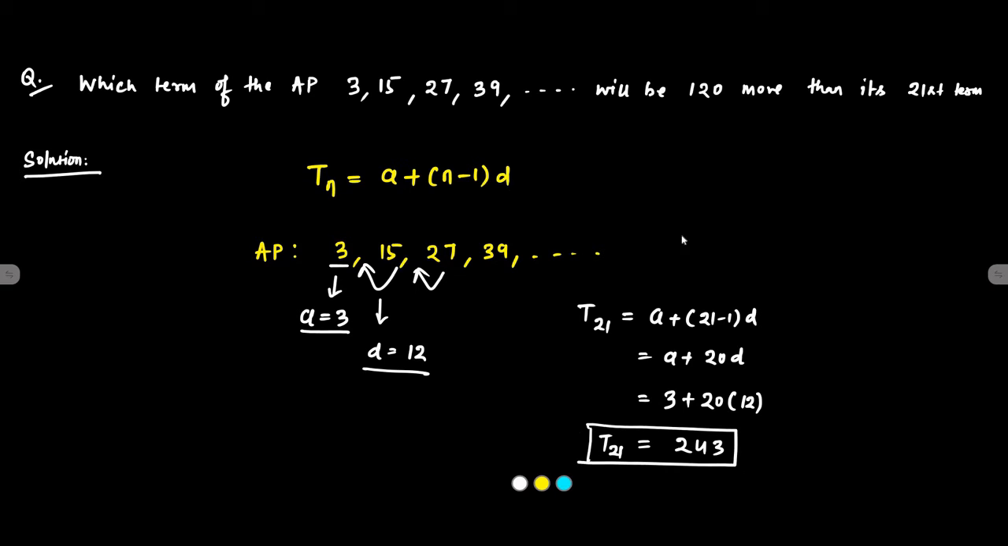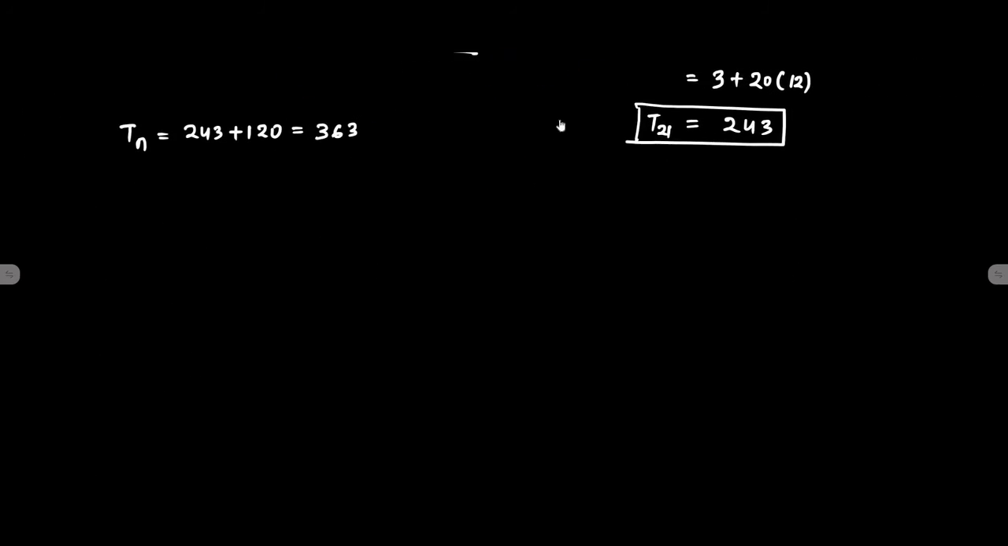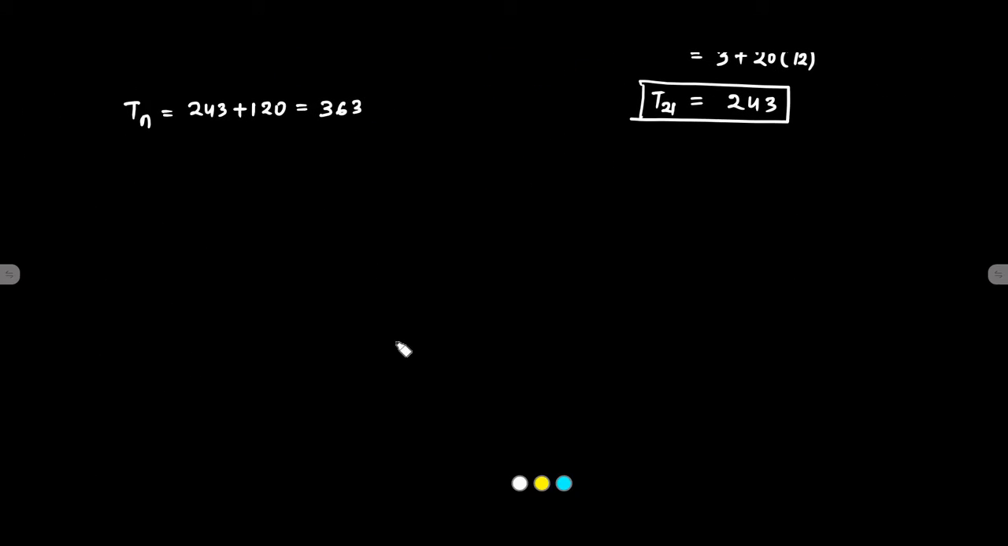This particular term should be 120 more than this much. So the required term Tn, whose position is unknown, is 243, which is the 21st term, plus 120, which is equal to 363. The nth term is 363. So we have to find out the position, the location in the AP sequence.